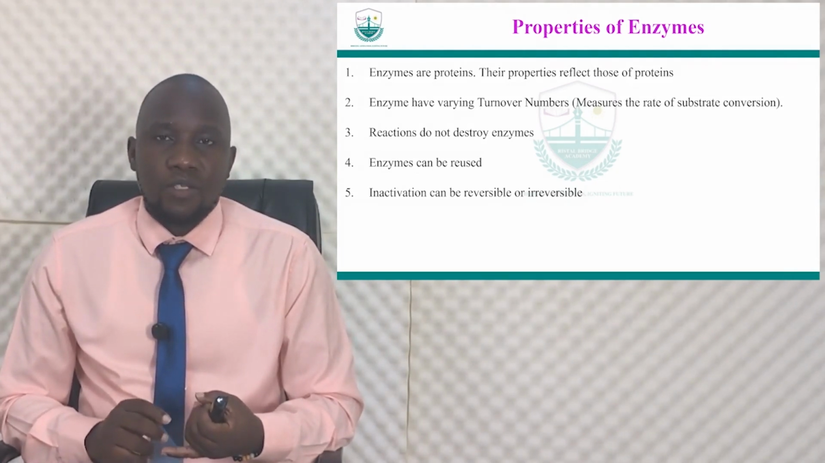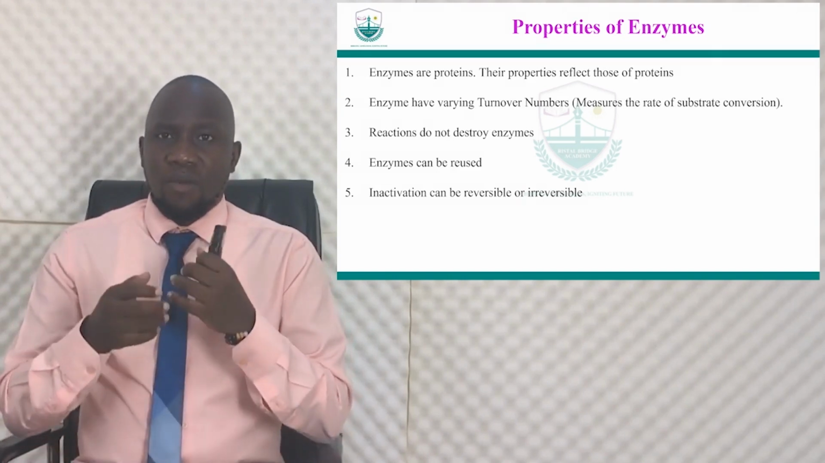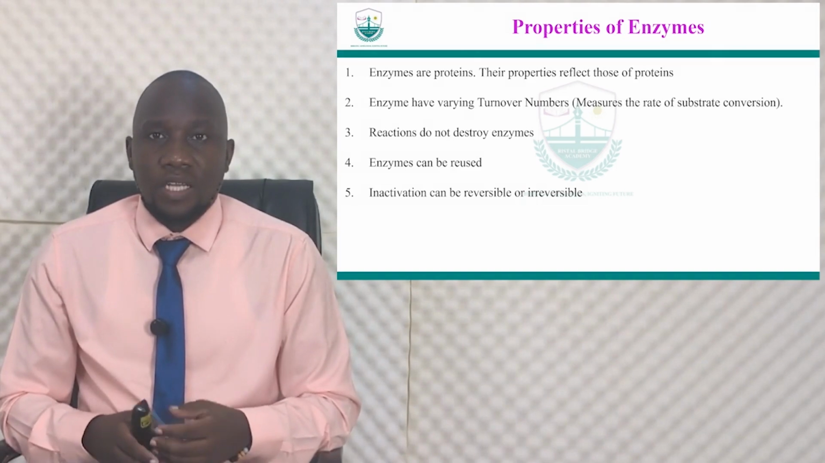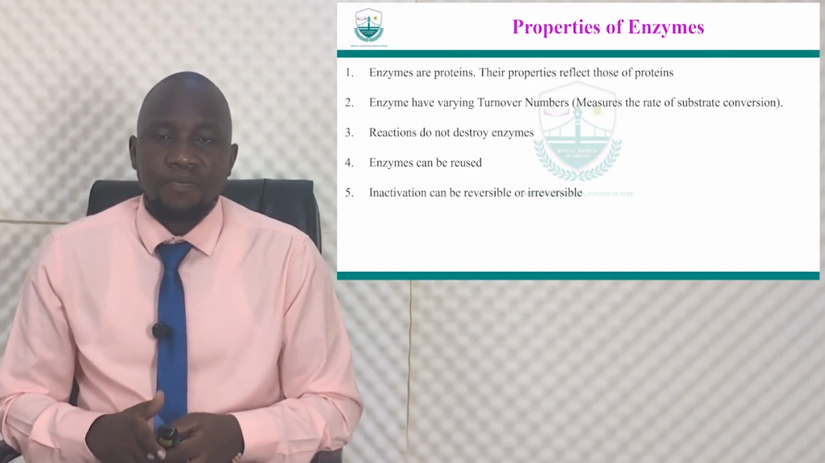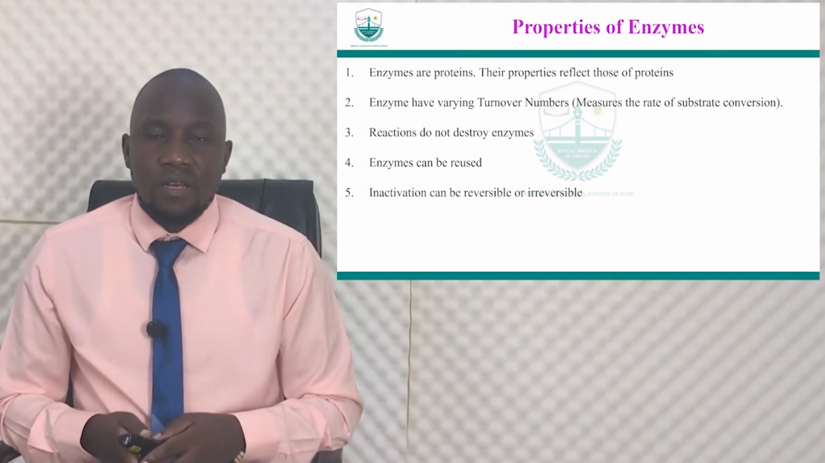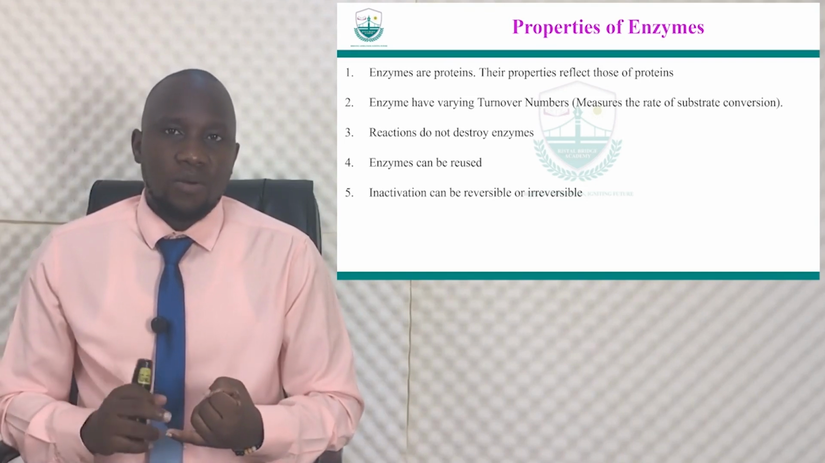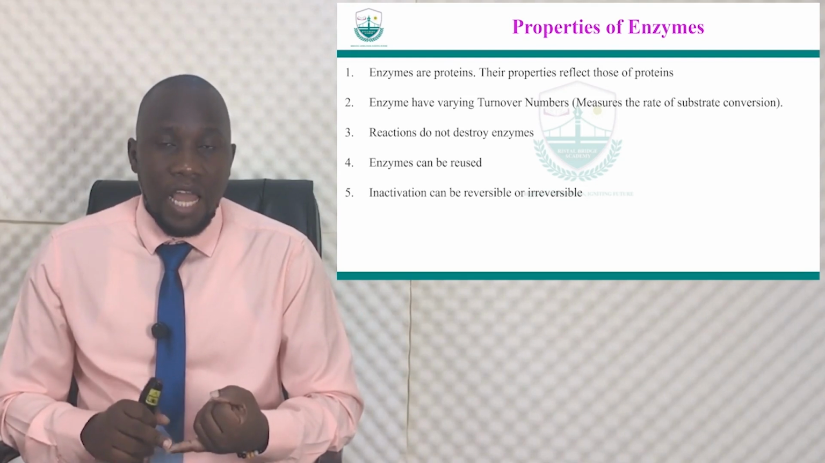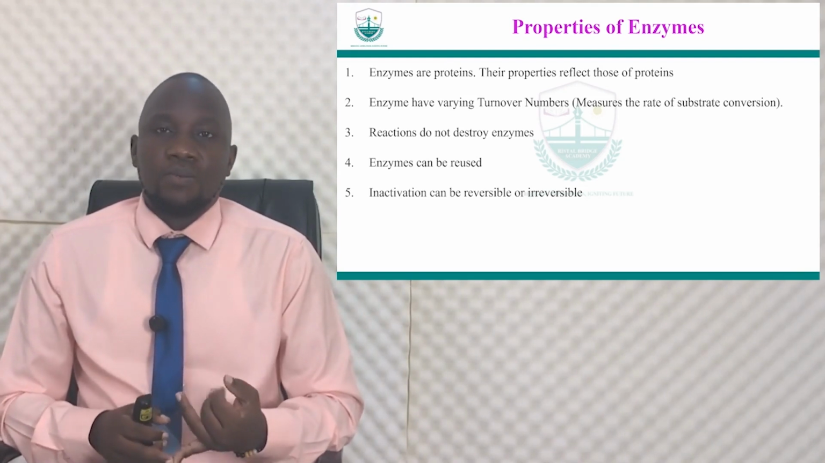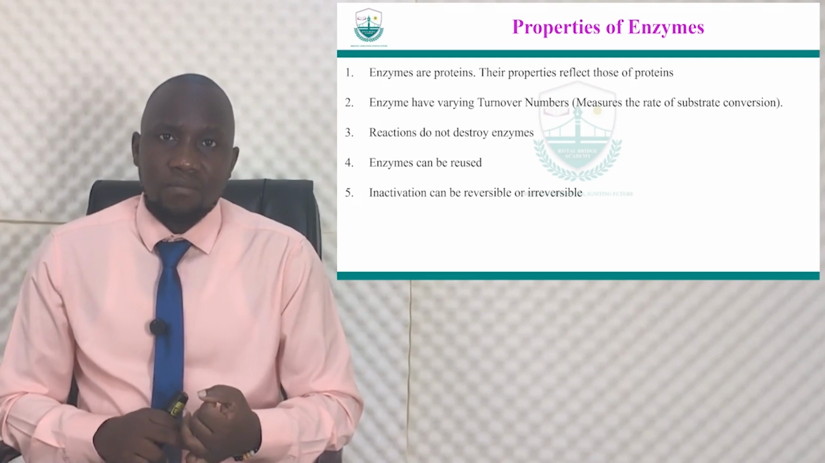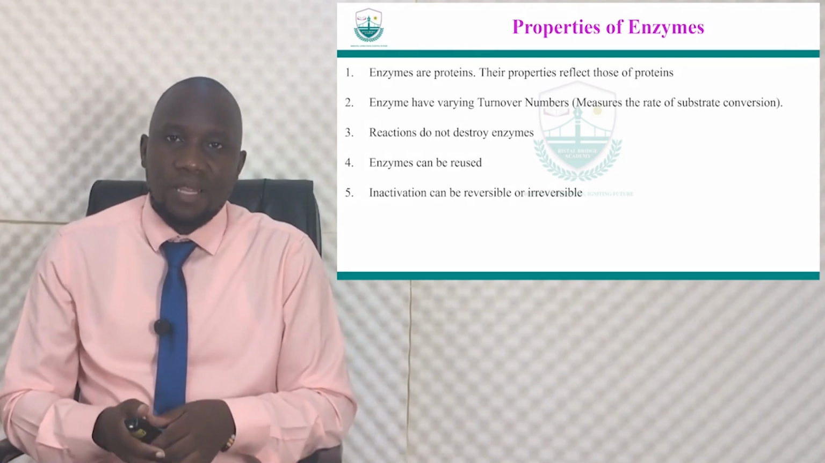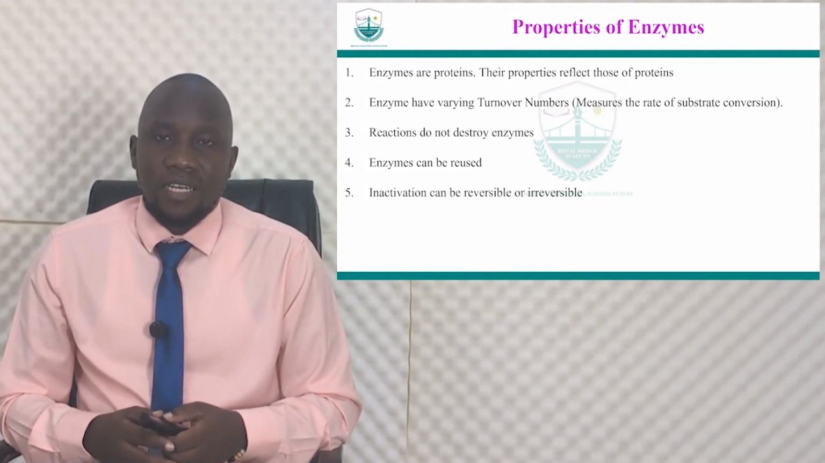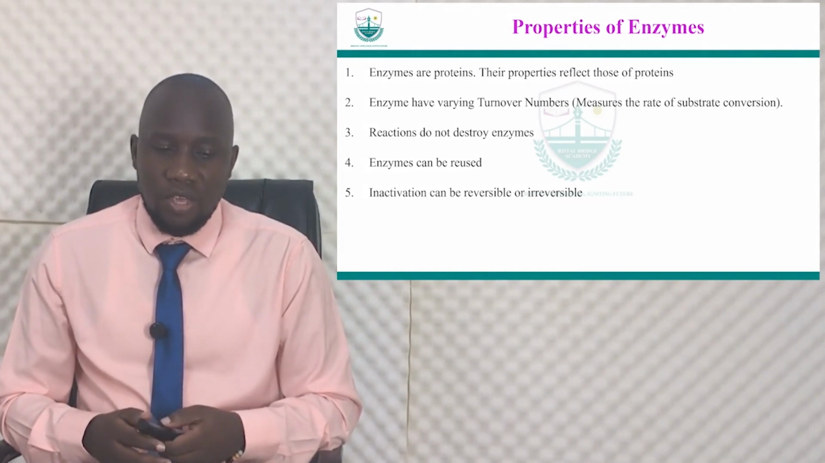Okay, so that means that some of the properties of proteins that we have actually looked at before actually affect these enzymes. So when talking about proteins, we talked about denaturation, which can be caused by acids and also high temperatures. Okay, so it's the same thing that we have with enzymes, that they can actually be affected by high temperatures and also changes in the pH.